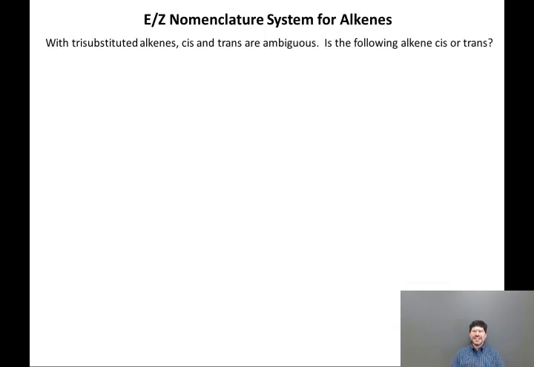Now that we've started to encounter some tri-substituted alkenes as the product of elimination reactions, this brings us to an interesting nomenclature question that we have not yet completely addressed, and we have to develop a new rule for. So with tri-substituted alkenes, it turns out that the cis and trans system that we have developed so far can be ambiguous. For example, is the following alkene cis or trans?